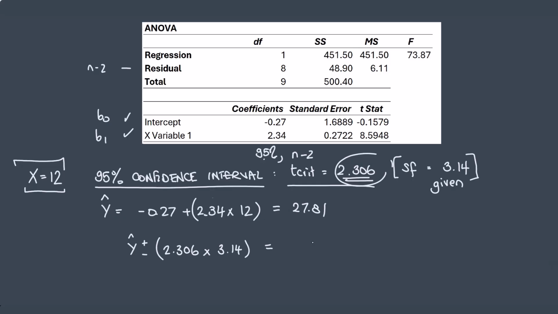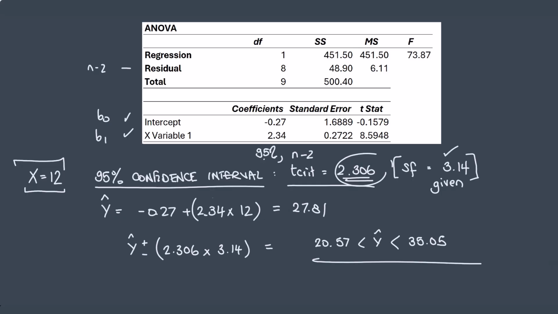Now, if you do the math, you will get a lower end of 25.7. Our estimate of y will be within that, and an upper value of 35.05. So I think you should be able to do that, given the standard error of the forecast.